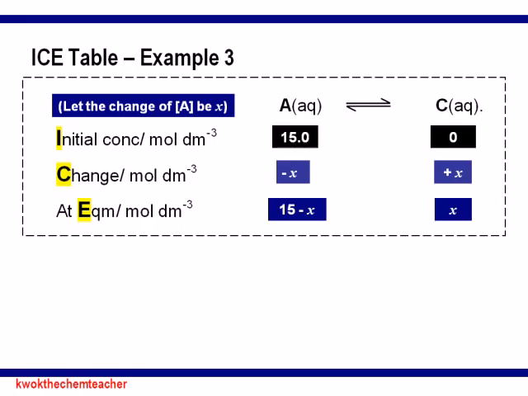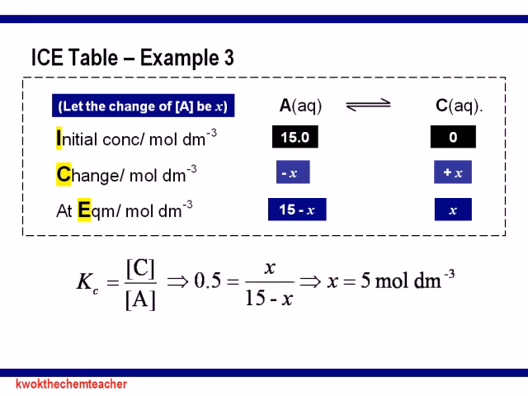For C will be just X. The Kc expression is the concentration of C divided by the concentration of A, which is 0.5 divided by X divided by 15 minus X. Eventually, you will solve for X to be 5 moles per dm cube.